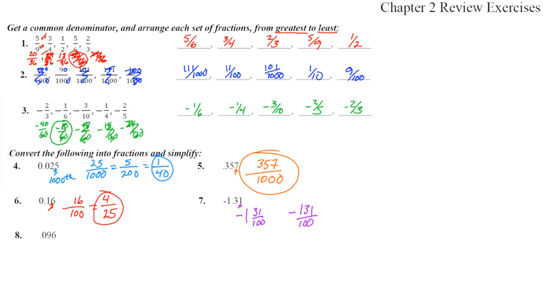And finally, 0.096. So this ends up in the thousandths place. 96, you end up in the thousandths place. Let's divide by 4 and divide by 4. Let's do 2. Divide by 2 and divide by 2. That's 48 500ths. Divide by 2 again, and we get 24 250ths. We could divide by 2 again, and that's 12 over 125. This guy has a 5 that can go into it, and just 5s. So that's as simplified as we can get on that one. Good.